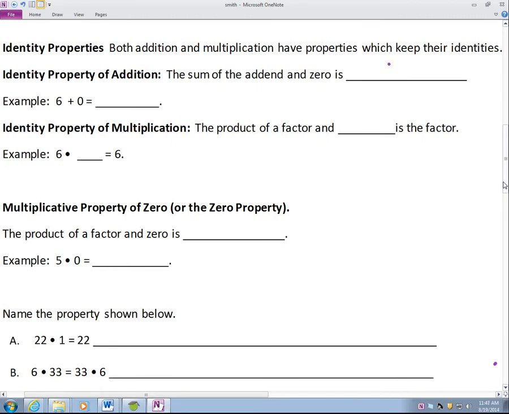I'm sorry. Let's continue. The identity properties, for both addition and multiplication, keep their identities. The identity property of addition: the addend added to 0 is the addend. So the sum of the thing that's put together and 0 is the thing that's put together.